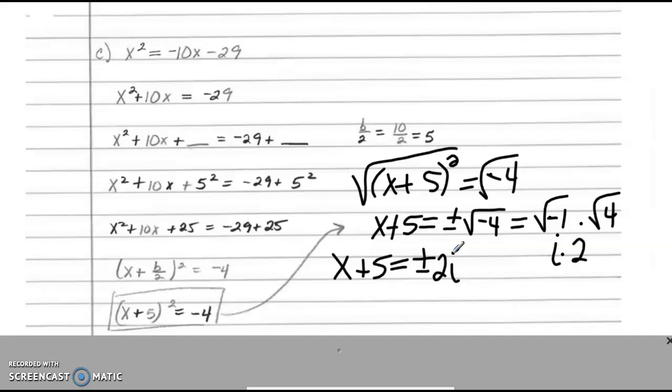And then what do we do to get x by itself on the left? Subtract 5. And that's going to look like x equals negative 5. Remember, we always put our real number first.